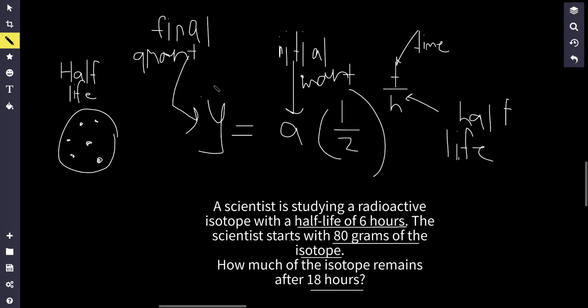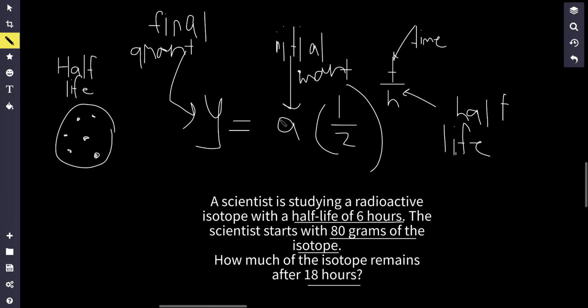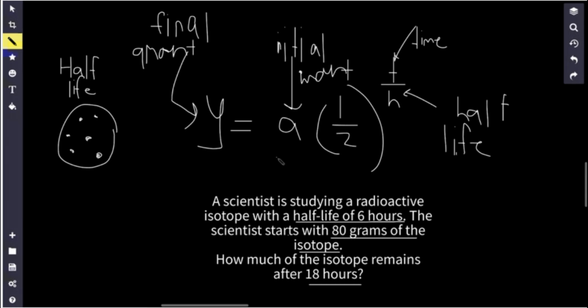The formula for half-life is: A represents the initial amount of, in this case, radioactive elements, since when you talk about half-life you're usually talking about radioactive elements. So A, the initial amount of your element, times 1/2 to the T, which represents time, divided by H, which represents the half-life time. All of this is equal to Y, which represents the final amount of the atom or the element that you have left.